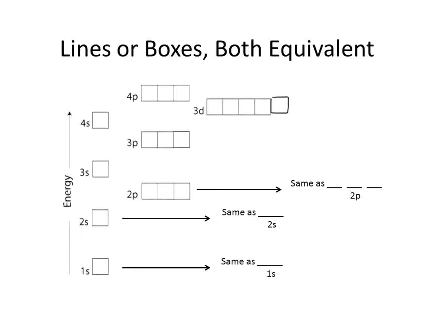These are both the same. All these equal each other. This side will equal this as far as being able to write that. So you can use boxes or lines. Now, one more thing to remember is that each box or each line only allows 2 electrons. So we can only put 2 electrons max per box or line.